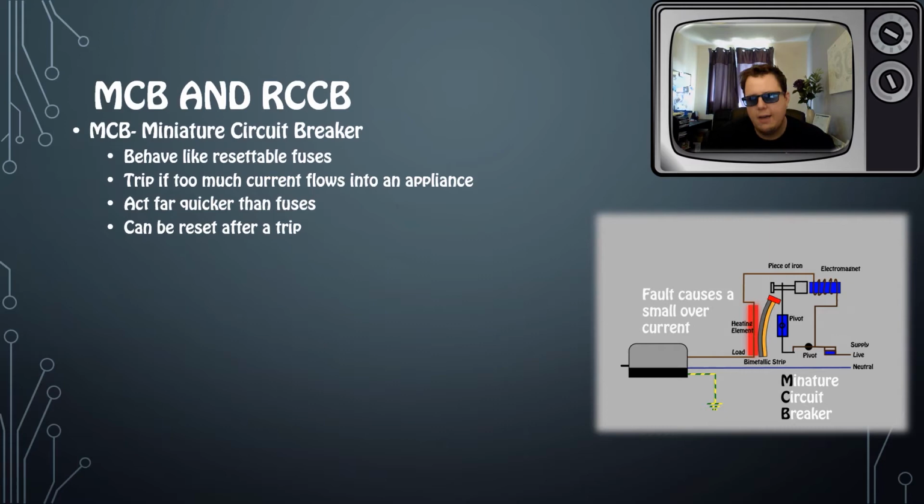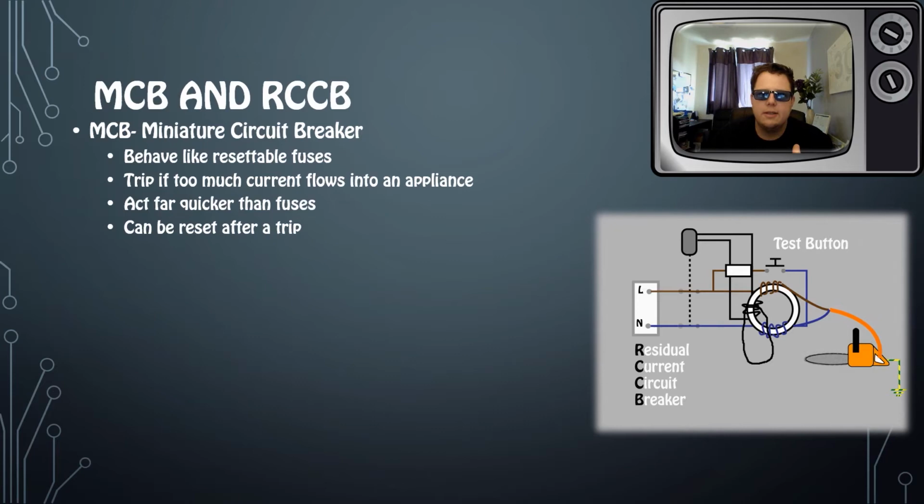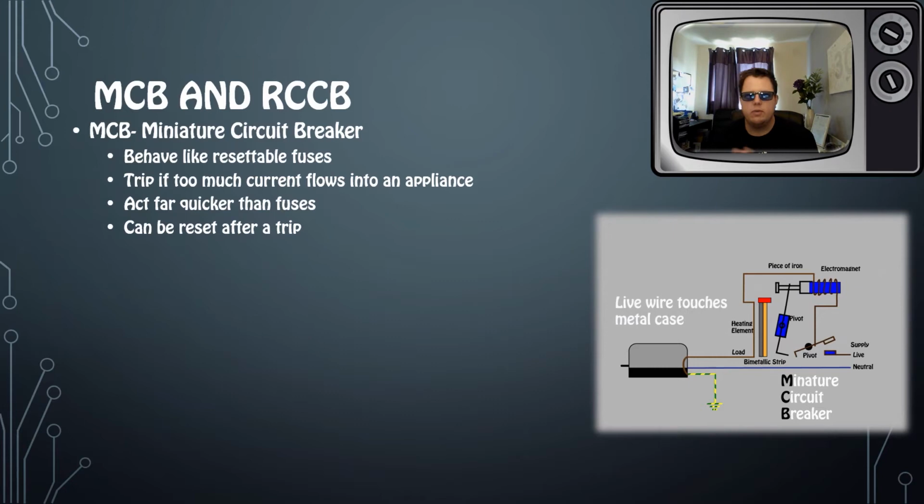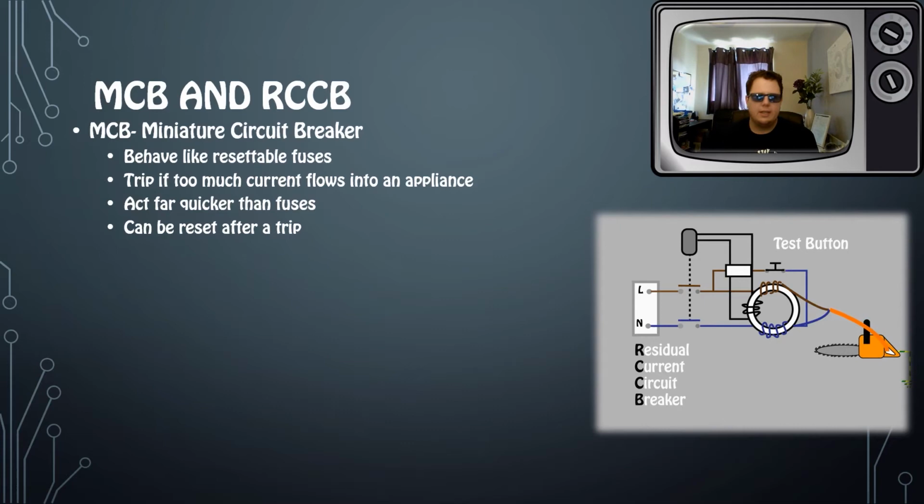Okay, and that heating element, as too much current flows into it, heats up a strip that slowly bends and again trips the circuit breaker. So circuit breakers can trip in one of two ways. Either you get a large current flowing through them, they trip straight away, or if you've got a fault that causes a small amount of extra current to flow, then they can trip because they get too hot.